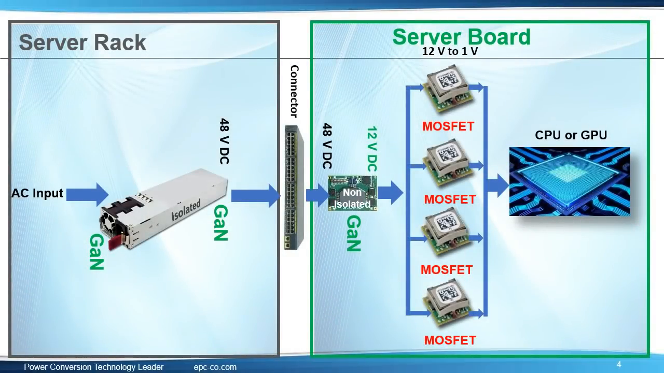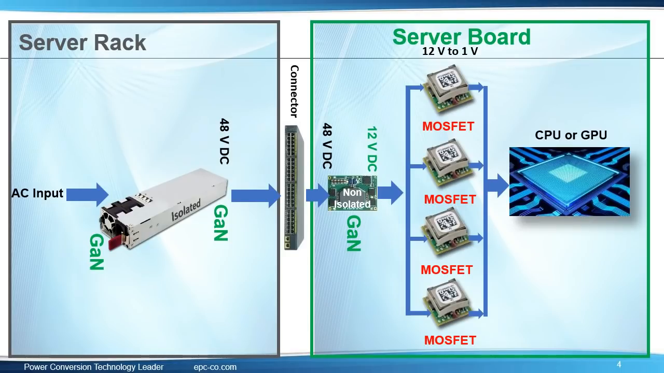This is how the new server architecture will look. In this new topology, the input of the server board is 48 volts. In this block diagram, the intermediate voltage is 12 volts. The most efficient solution to convert from 48 volts to point of load, which is about 1 volt for CPUs, GPUs, or XPUs, is a 2-stage conversion: 48 volts to an intermediate voltage, and the intermediate voltage to the point of load. The intermediate voltage can be 12 volts.